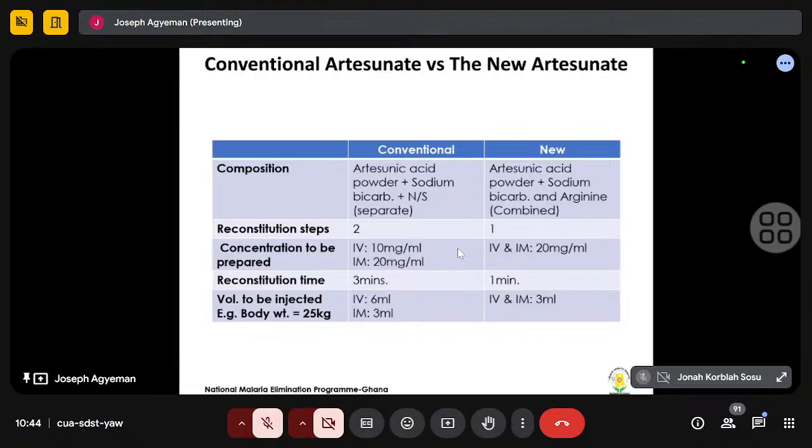Any issues? So note that there is also another formulation called Argisun. Argisun is coined from arginine and artesunate. A-R-G-I and then S-U-N, Argisun. And that contains artesunic acid in one bottle and a combination of sodium bicarb and arginine in another bottle. And that gives us the chance for a one-step reconstitution, a single concentration for both routes, either IV or IM. Very short time for the preparation, and therefore always a single volume needed because of the single concentration.